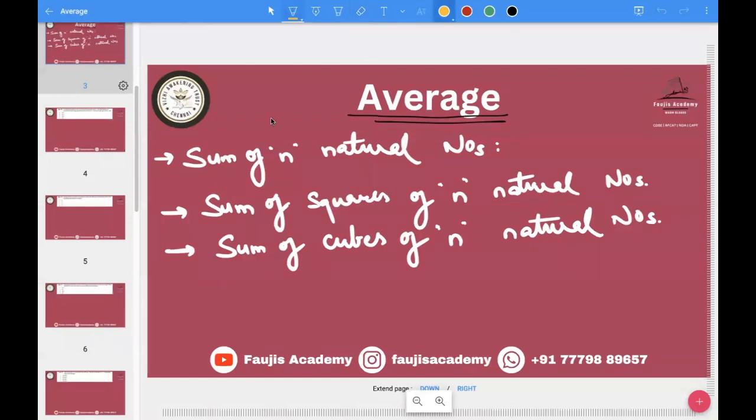Now tell me, what is the sum of squares of n natural numbers? N of n plus 1 into 2n plus 1 by 6. Who was that? Christy, sir. Wow, beautiful, Christy. Come on, you are on fire today. And if we divide by n, will we get the average?